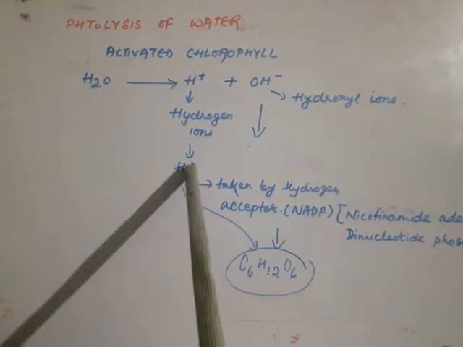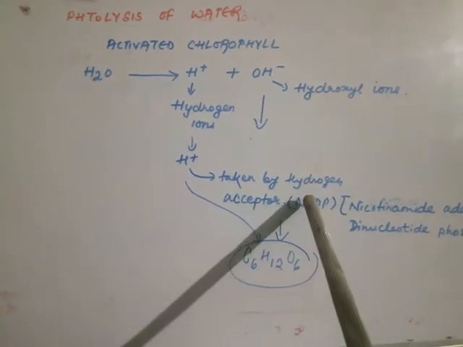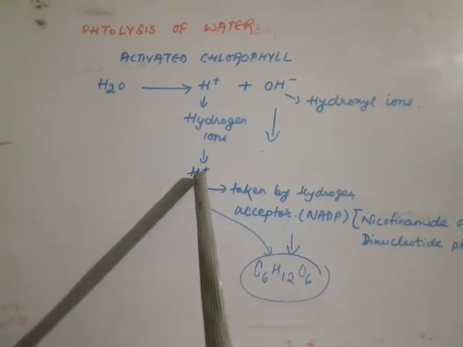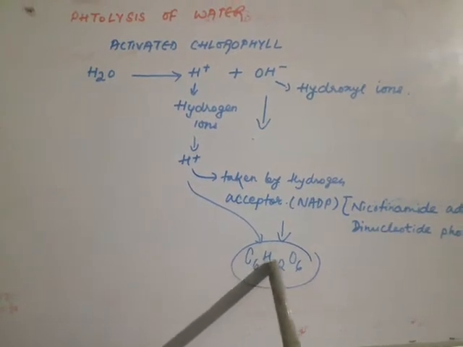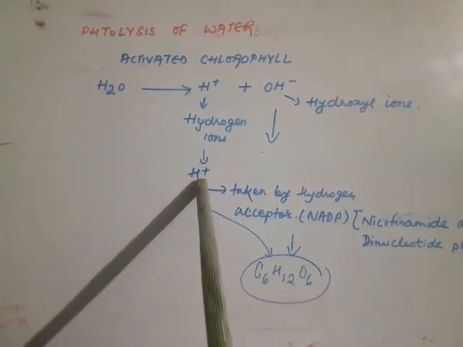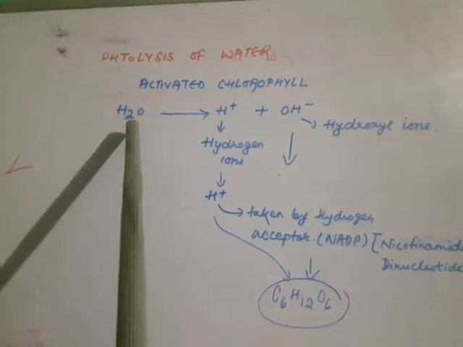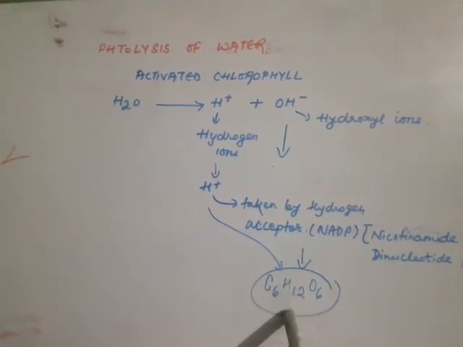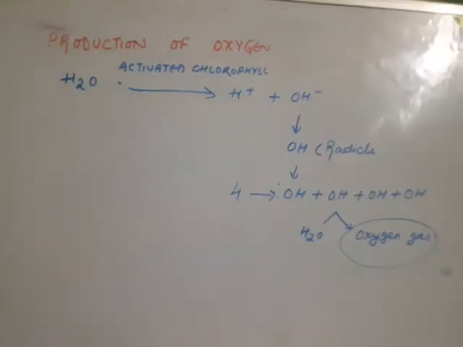Now this hydrogen is taken by NADP. Later, in the dark phase, this NADP supplies this hydrogen and forms glucose. This is the formula of glucose, C6H12O6. Now the hydrogen of glucose comes from here, from these hydrogen ions, and these hydrogen ions come from water. So water is the source of the hydrogen of glucose. Is that clear? So this second step is known as photolysis of water.